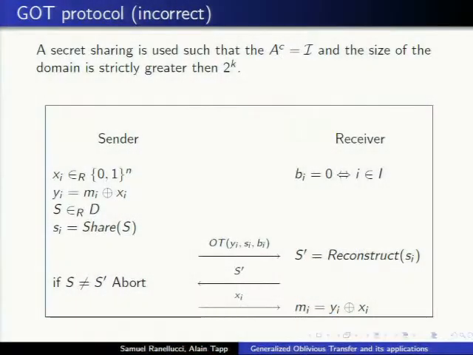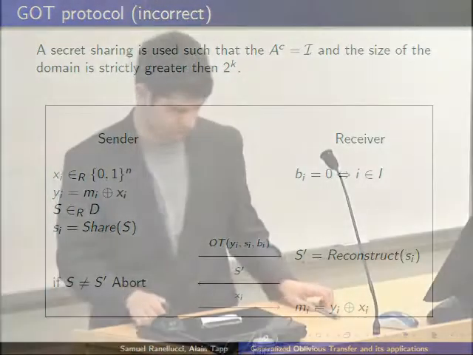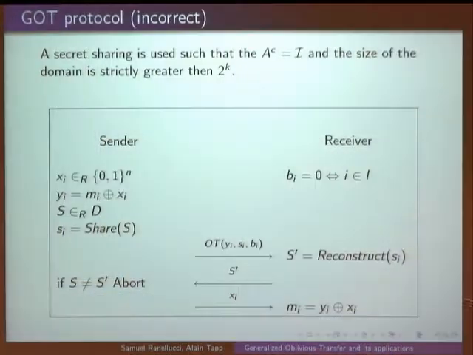So formally, this is the protocol. It's still incorrect, but it gets closer. It's simple. We choose random pads. The sender encrypts the messages using the one-time pads. He selects a random secret and then shares it.